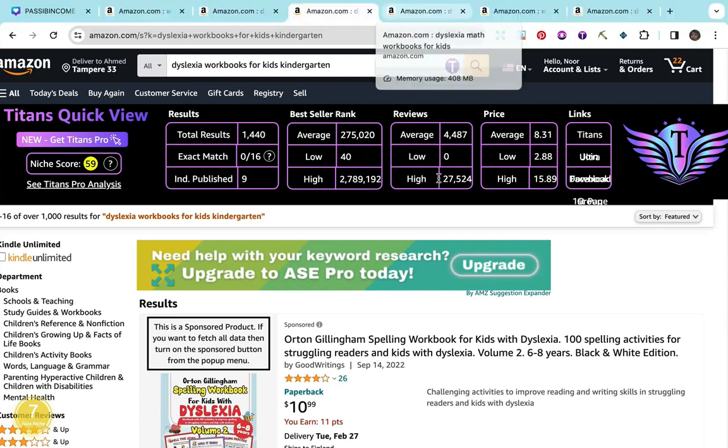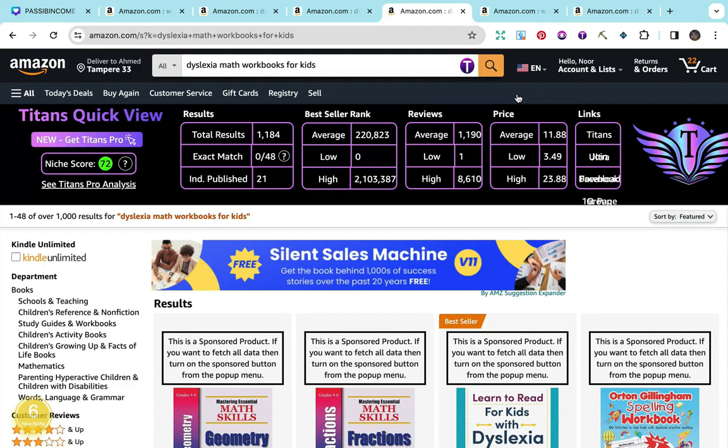Let's head over to the 4th keyword for the day, and our 4th keyword is again connected to workbooks for kids about dyslexia, and it is dyslexia math workbooks for kids. Now this is also an amazing keyword that you can have for either the title or the subtitle. It fits all the profitability metrics. A keyword niche score of 72, quite happy with that. Strong, solid, green, ready to go by Titans. A keyword niche score of 6 by Amazon's Canva Pro, categorizing this as a nice niche.